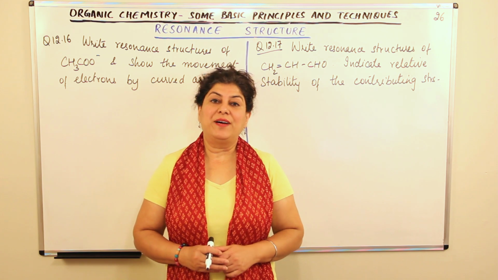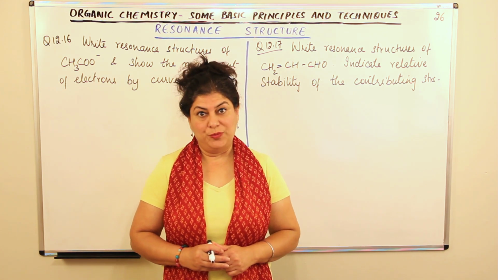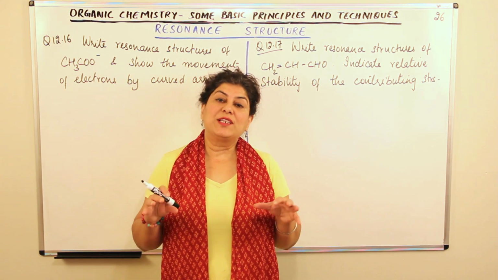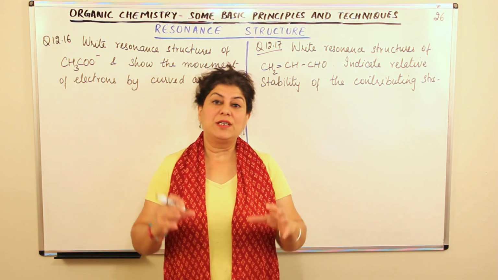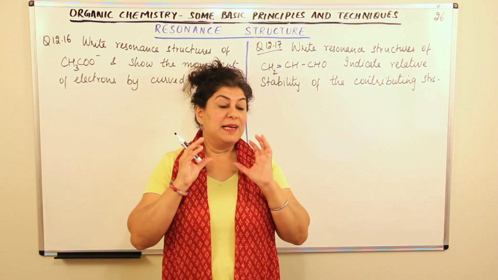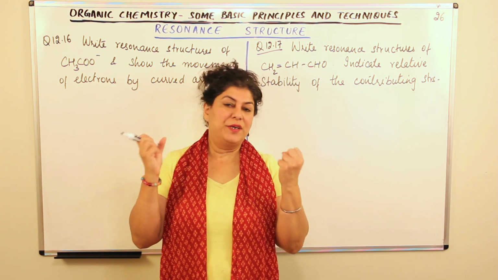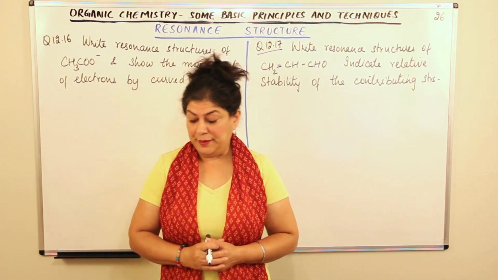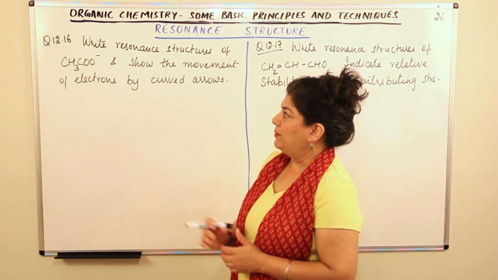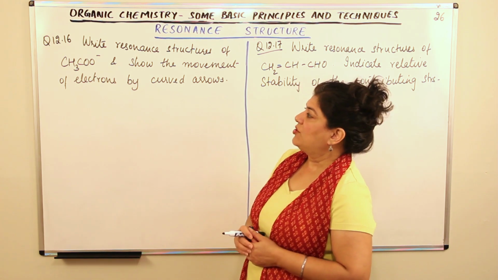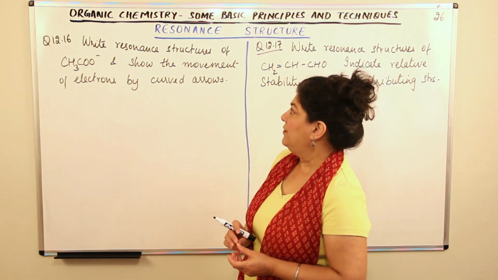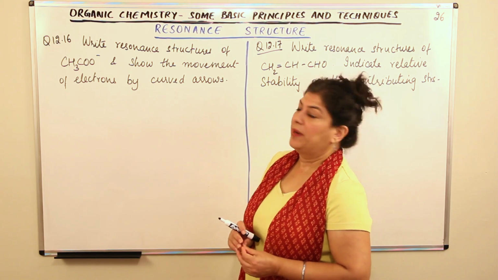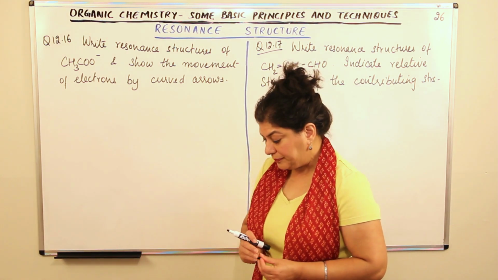In part 25, I explained resonance structures to you. In this video, I'm going to explain 3 solved examples so that resonance structures become clearer and the concept really solidifies in your mind. So let us come to the first problem. You have to write the resonance structures of CH3COO negative and show the movement of electrons by curved arrows.